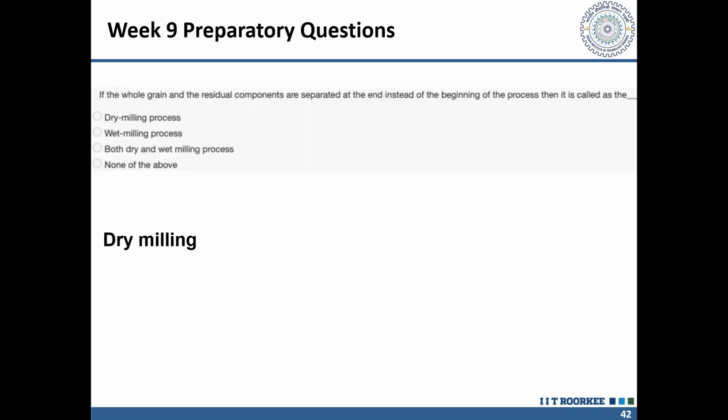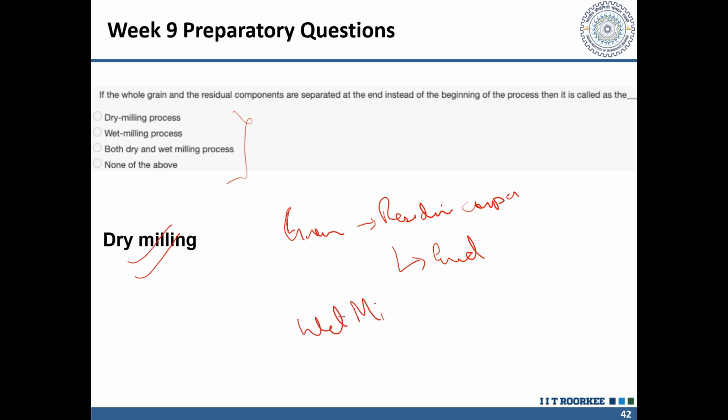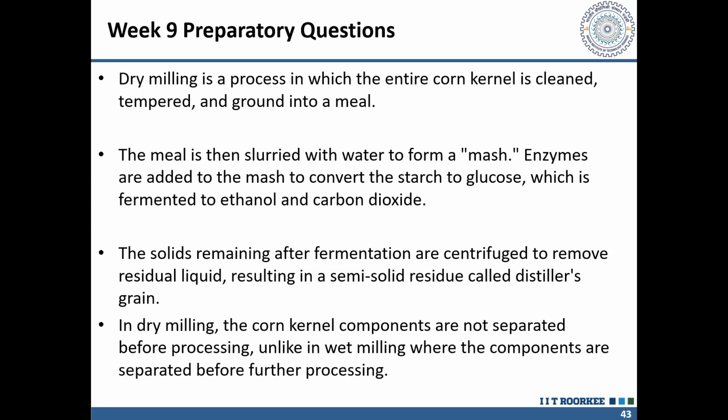Now, the next question is: in which process are the whole grain and residual components separated at the end instead of the beginning of the process? So, in dry milling, the grains and the residual components obtained from these grains are separated at the end. While in wet milling, this type of separation is done at the start only. So, therefore, the correct answer is dry milling. But first of all, what is dry milling?